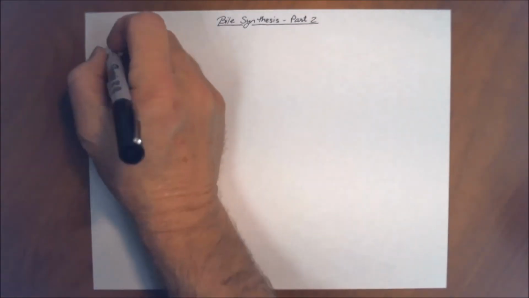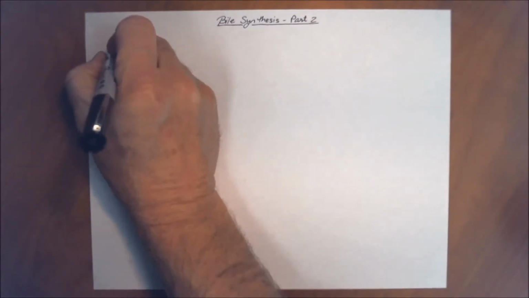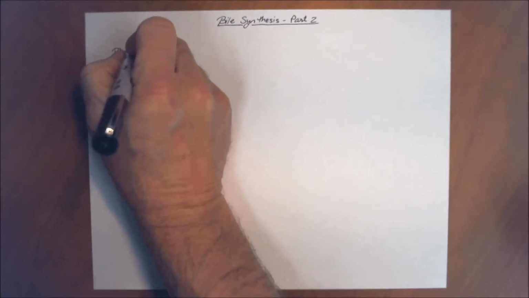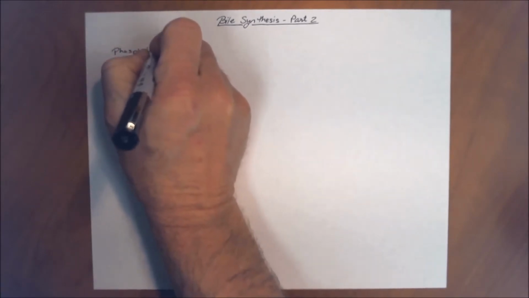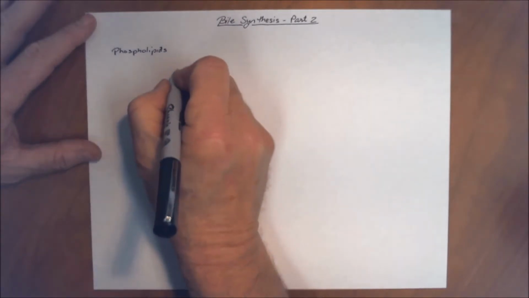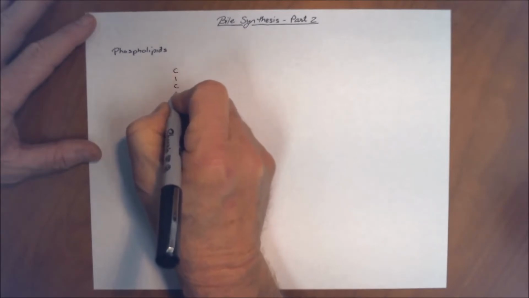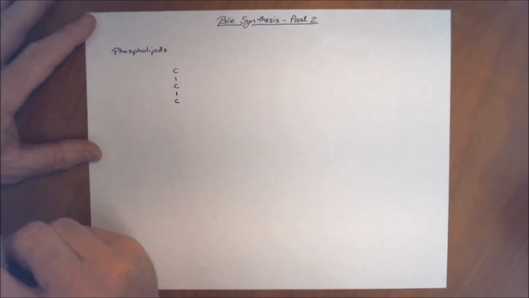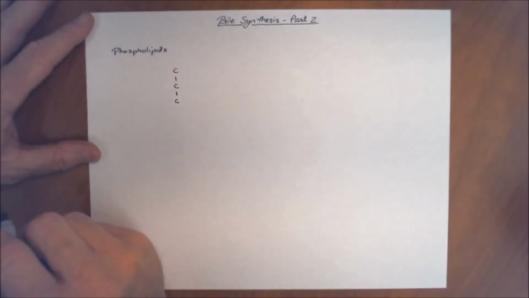Okay, now bile synthesis part 2. The next major component in bile are phospholipids. Now the structure of phospholipids is also conducive to proper fat emulsification because we also have an amphipathic structure. So recall the structure of a phospholipid.